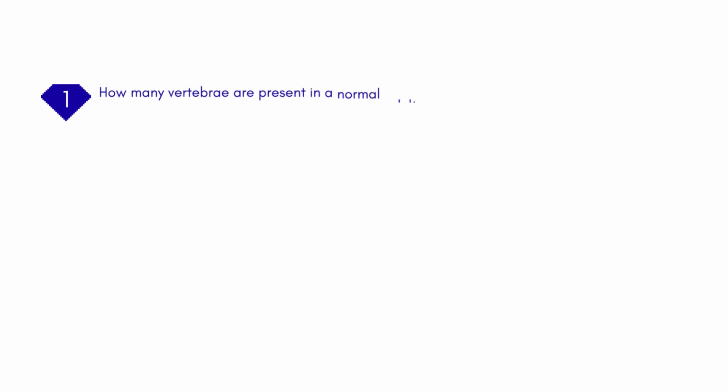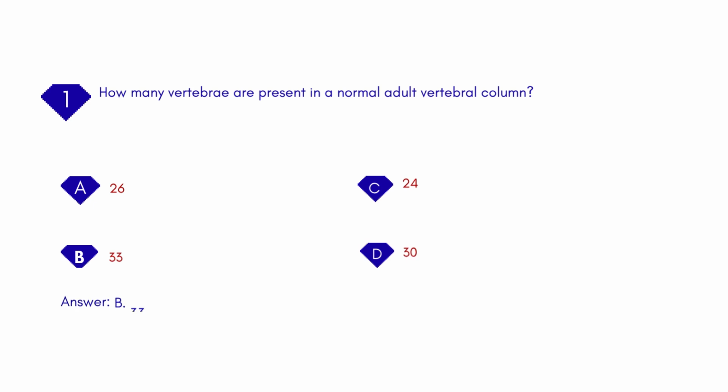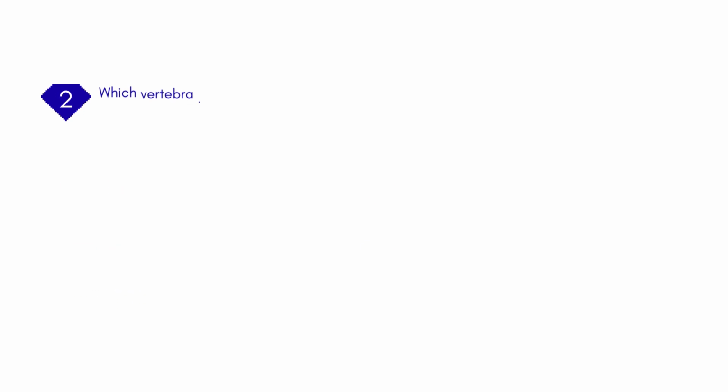How many vertebrae are present in a normal adult vertebral column? A. 26. B. 33. C. 24. D. 30. Answer: B. 33.